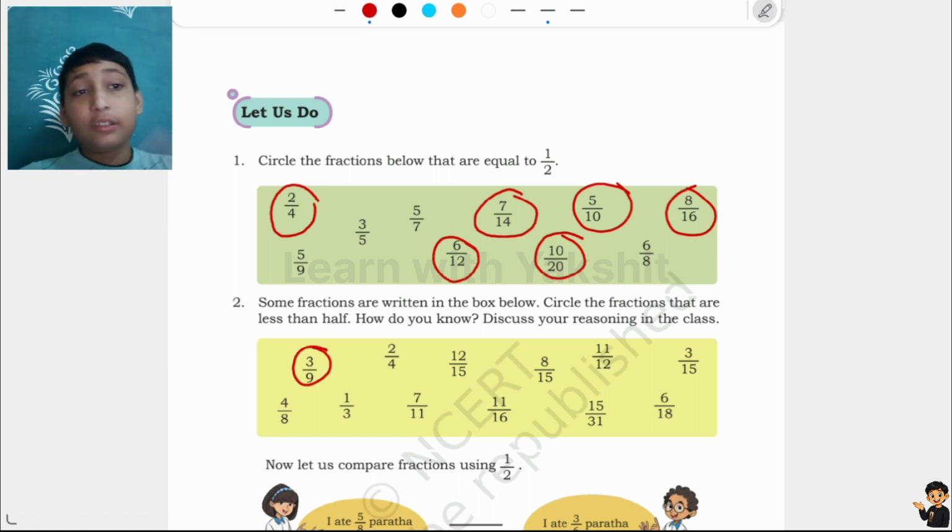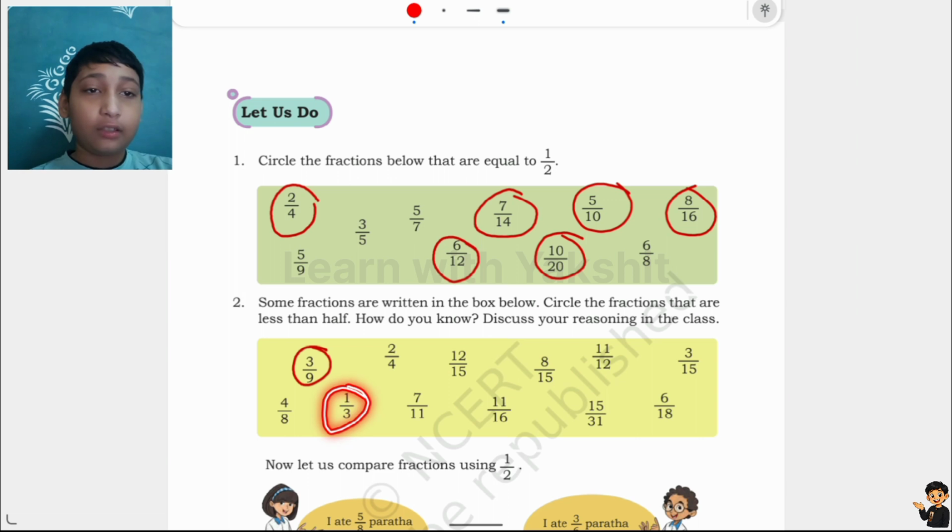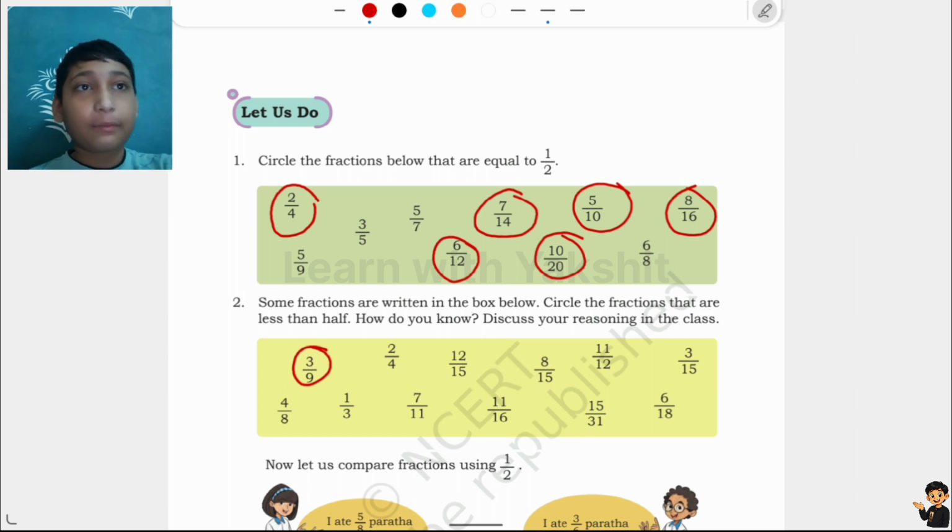Now the next one is 2 upon 4. As we saw in the last question, we realize this is half. So it can't be that. And 4 is half of 8, so it can't be that either. But it can be 1 upon 3. And wait, can you see? 1 upon 3 equals 3 upon 9. Whoa! We found some equivalent fractions.